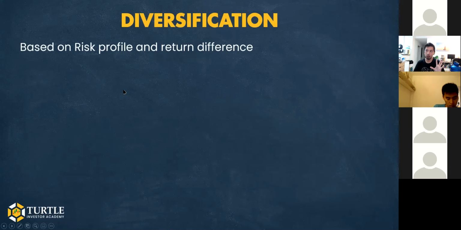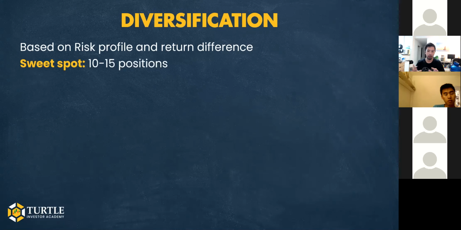So just to summarize quickly, based on that risk profile and that return difference, we put that sweet spot roughly around 10 to 15 positions. So most of our students in the Total Investor Academy, we teach people to roughly target around 10 to 15 positions. The more you have, the more work it is for you to maintain your portfolio. The fewer than 10 you have, the riskier your portfolio will be. Of course, everyone has a different risk profile. We'll come back to that very soon.